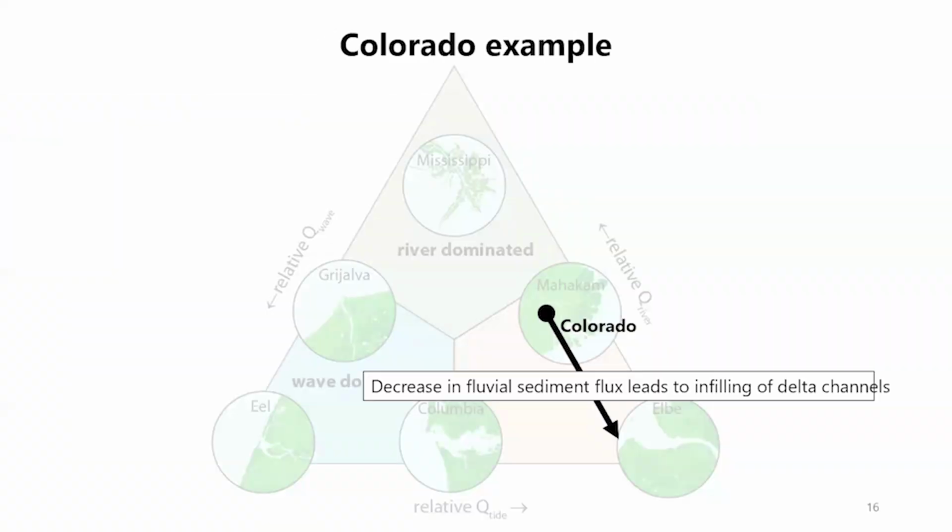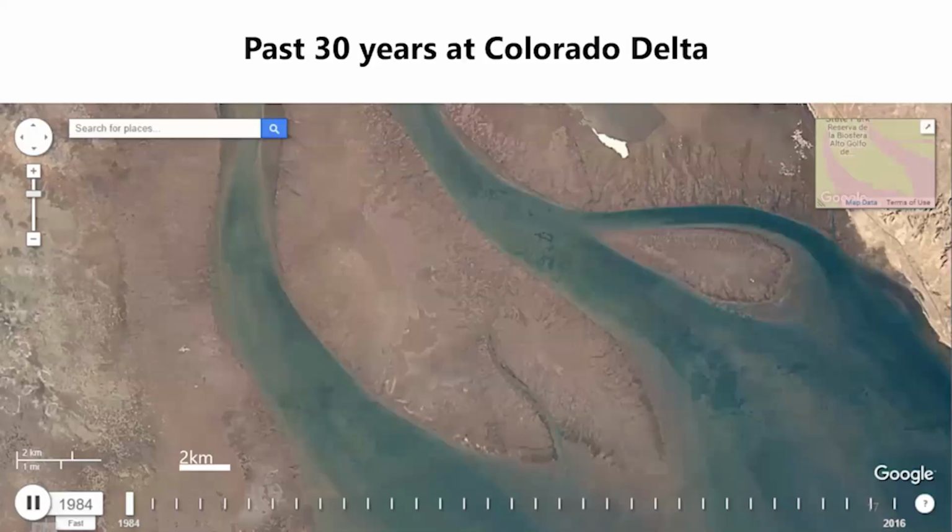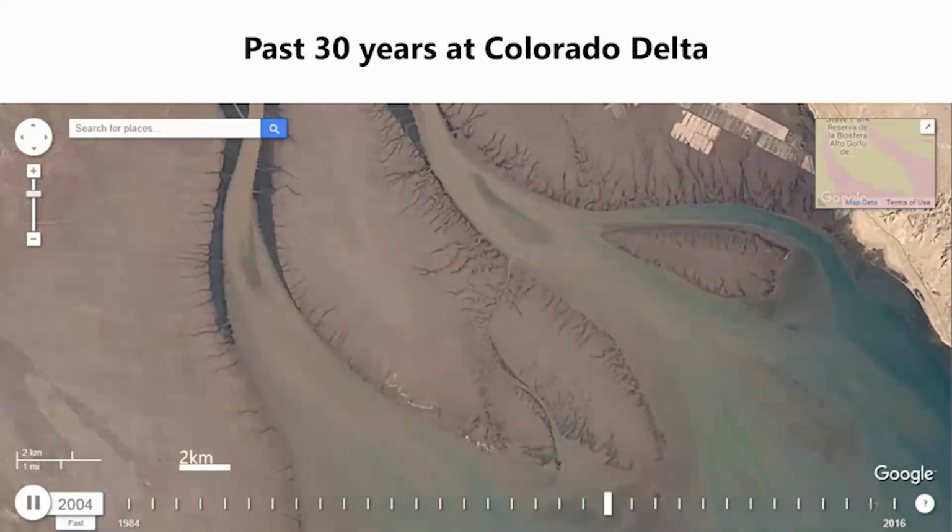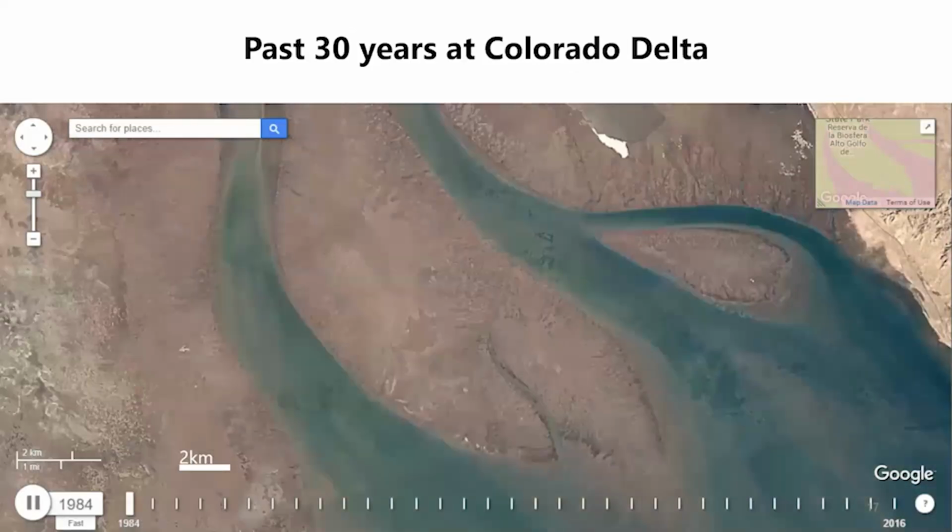We can also look at the tide-dominated system. This is the Colorado in the US and Mexico. And of course, that also experienced a great decrease in water discharge and sediment discharge to the ocean. And in that case, it's moving toward the tide-dominated end member, and we predict an infilling of delta channels and a trend towards being more of an alluvial estuary. And we can also see this when we look at time lapses, in this case of the Colorado River Delta.